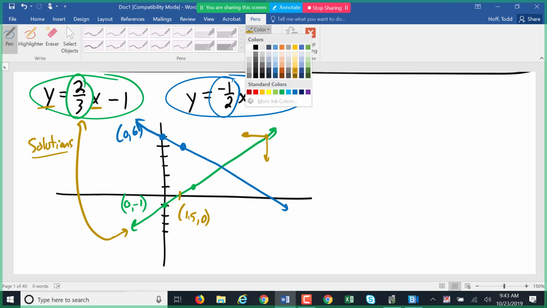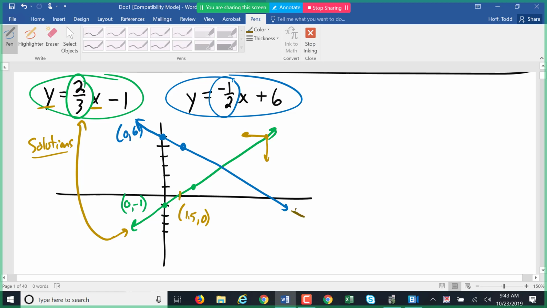And likewise for the equation in blue, that line is all the solutions to that equation. Any point I can find on that, this point here would be the point (12, 0). If I plug that in, I put 12 in for x, negative 1/2 times 12 is negative 6, plus 6 is 0. That's a solution to that equation.